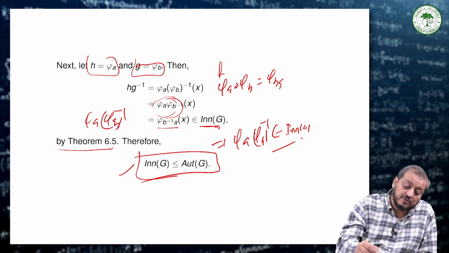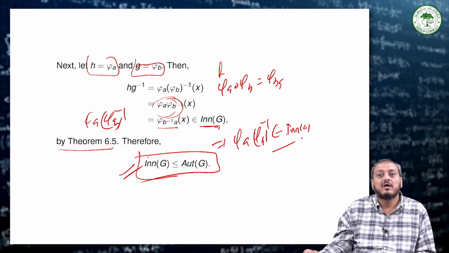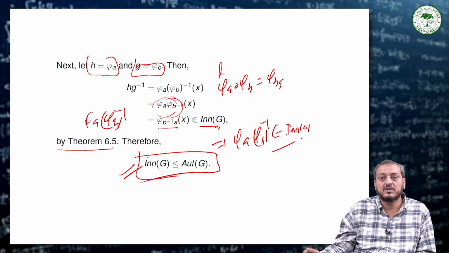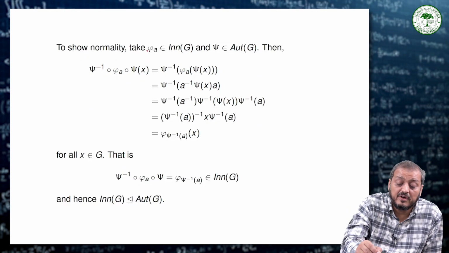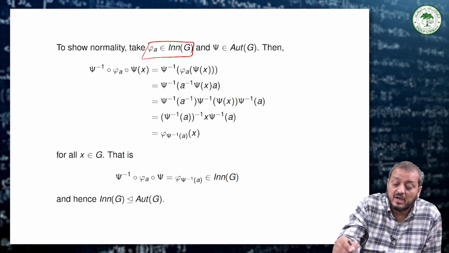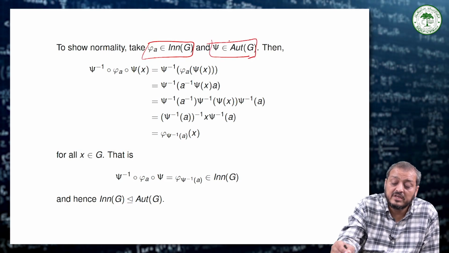Okay, so now this first part is completed. Now we have to solve the second part. We have to show that the normality condition also holds. So take phi of A as an element of Inn(G), and psi an automorphism of G.